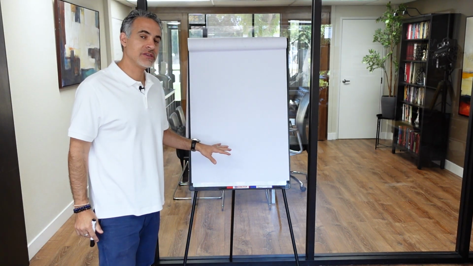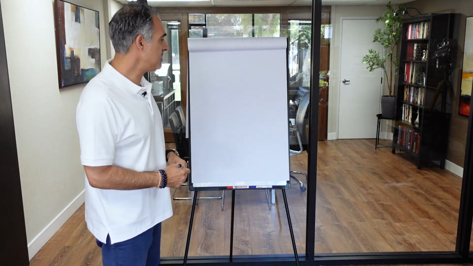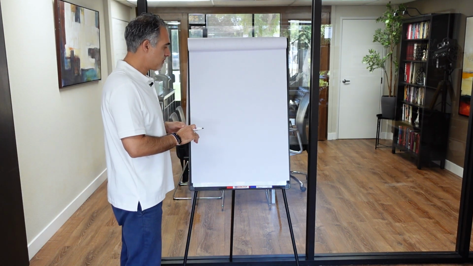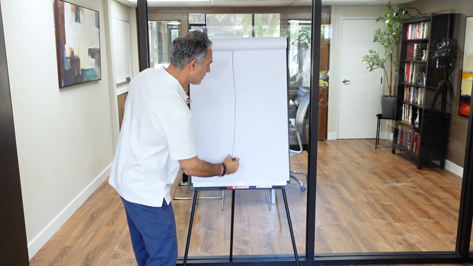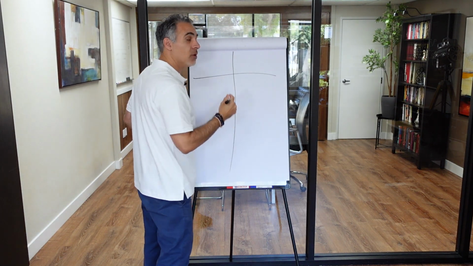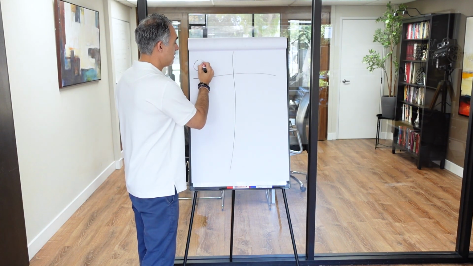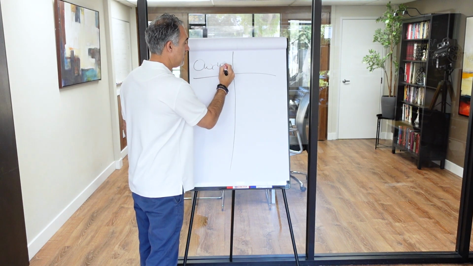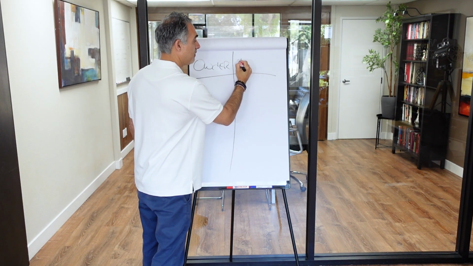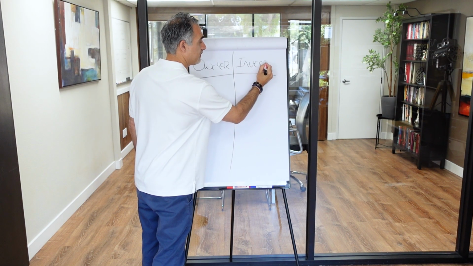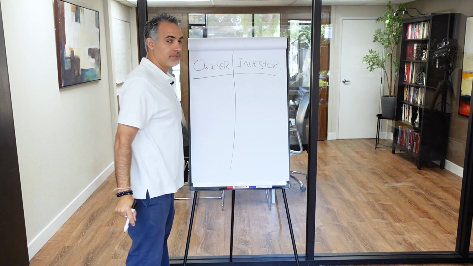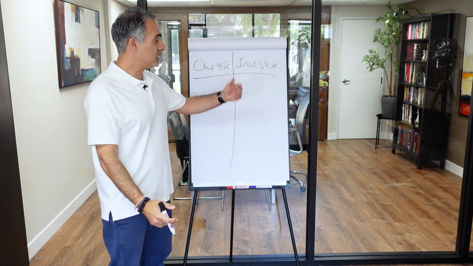I want to illustrate the difference for you so it's easy to see. And what I'm going to do here is create two charts. One of them is going to have owner, right? And the other one's going to have investor. So, what are the two big differences between these two groups?